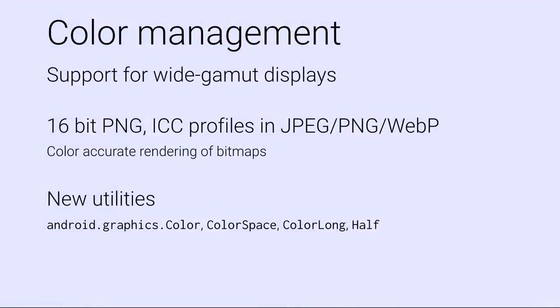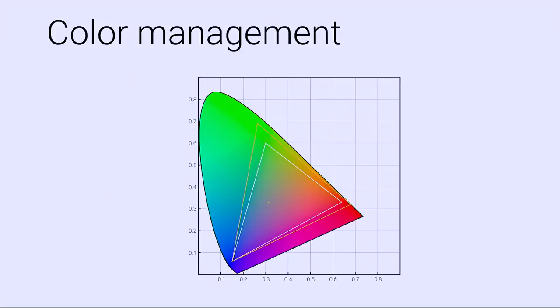Then a feature that's very dear to my heart, it's color management. So we're adding support for wide gamut displays in O. It's not going to be on all devices. Only devices that support the feature will enable it for your application. We're adding support for 16-bit PNG files, so you can have wider colors, more saturated colors. We support ICC profiles, so color profiles embedded in bitmaps, in JPEGs, PNGs, and WebPs. It will ensure accurate rendition of colors across multiple screens. We also have a bunch of new APIs, but we're going to talk about that more at the end of the week in a different talk. So because a picture is worth 1,000 words, this is color management and how it works. I hope it's clear.